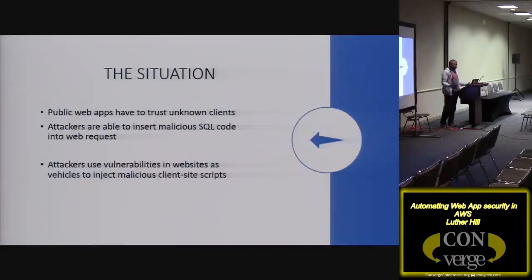So the basic situation is this. You have a public web app, it's publicly facing, and it has to trust unknown clients. You don't really know who's connecting to it. It's just hanging out there for people to interact with. The other thing is you have some form of input on your web app, right? They can enter an email address, their height, name, whatever it is, that calls some kind of SQL code in the back. And you might also be open to cross-site scripting. Who knows?